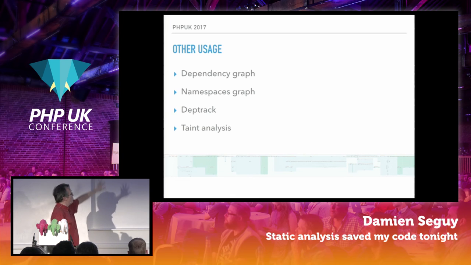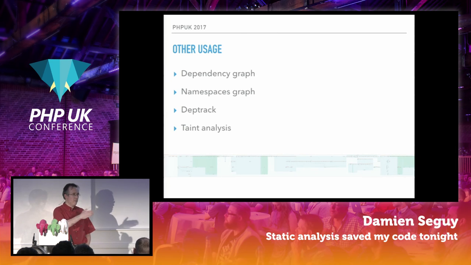Namespace graph, that's what you see kind of blurry at the bottom. I'll get to that one later, I'll finish with this one actually. DepTrack is a static analysis tool that will allow you to check whether there are any dependencies that should not happen.